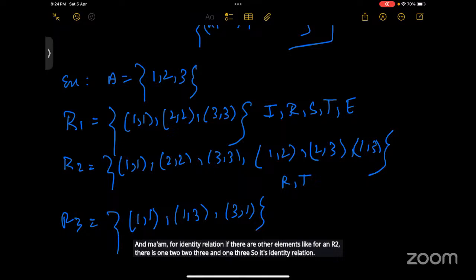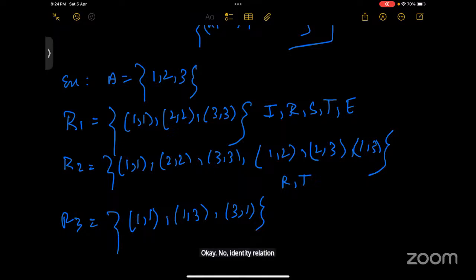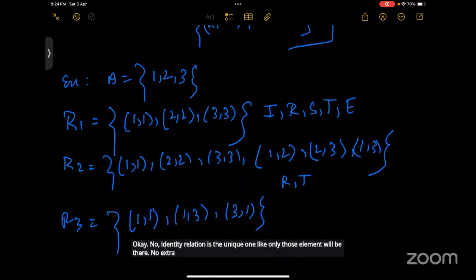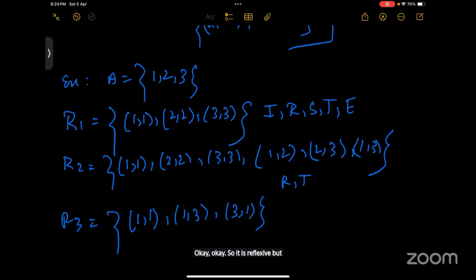No, identity relation is the unique one. Only those elements will be there, no extra element. Okay. So it is reflexive but not identity. Yeah. So basically, identity relations are a subset of reflexive relations. A relation which is identity will be reflexive, but a relation which is reflexive may not be identity. Ah, yes. Okay.